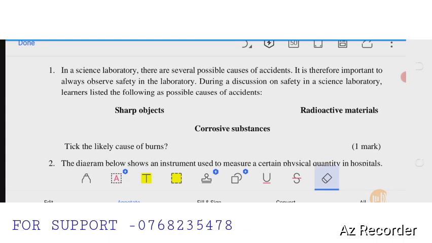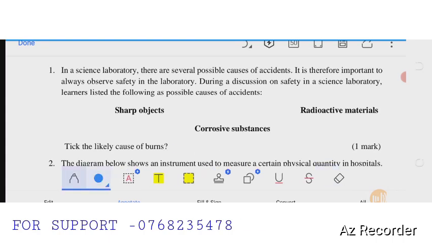In a science laboratory, there are several possible causes of accidents. It's therefore important to always observe safety in the laboratory. During a discussion on safety in a science laboratory, learners listed the following as possible causes of accidents. So we have number 1, sharp objects, number 2, corrosive substance, number 3, radioactive materials.